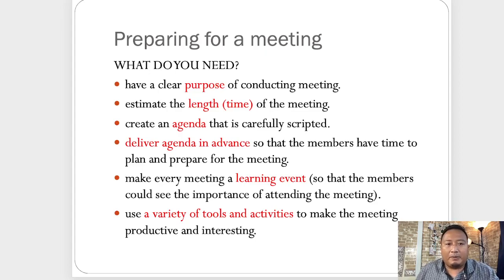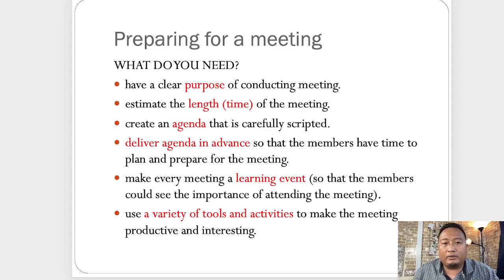All right, have a clear purpose, estimate the length. The length is very important. I don't want to go more than 30 minutes for one group. You know, I've got 3 classes. One class I've got 8 groups. 3 classes means I've got 24 groups, 8 times 3, around that number. So I need to spend half an hour for each group. So you don't go more than half an hour.